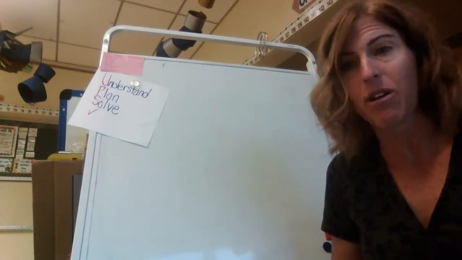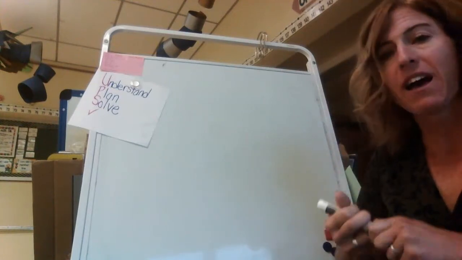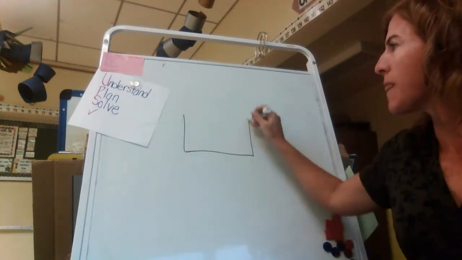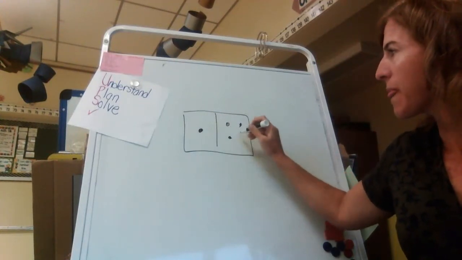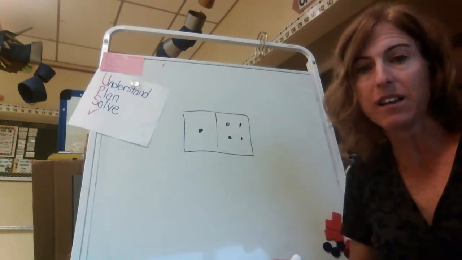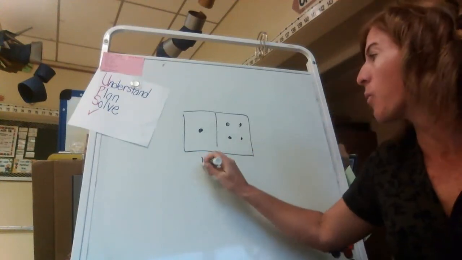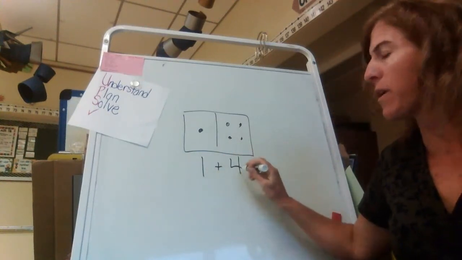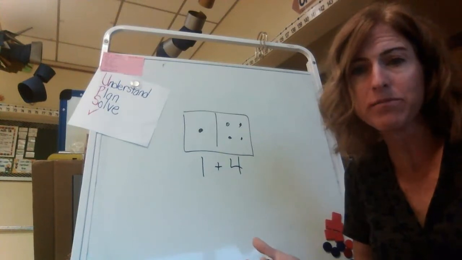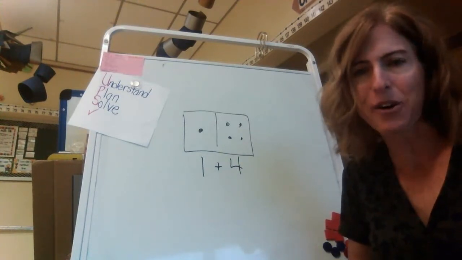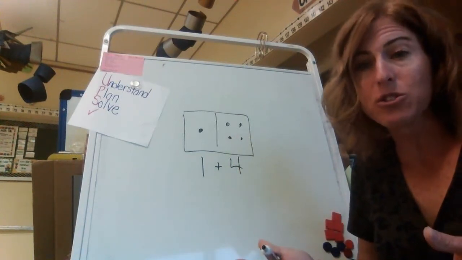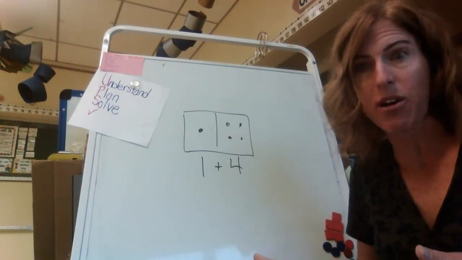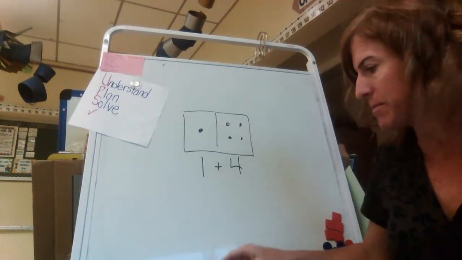If I have a domino, and my domino shows 1 dot here, and 4 dots on this side, that would be like saying 1 plus 4. Am I adding 0? No, I'm not adding 0. I'm adding 1 and 4. So when it asks you to choose the one that shows adding 0, that's not going to be it.